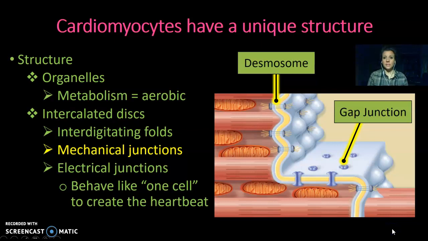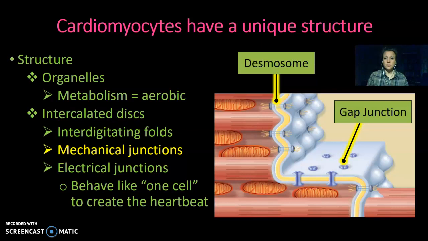Cardiomyocytes is the term that is used to name the cells that make up the myocardium of the heart. And they have a very unique structure. First of all, they're always performing aerobic respiration because they need to generate lots of ATP in order to contract as often as they do.